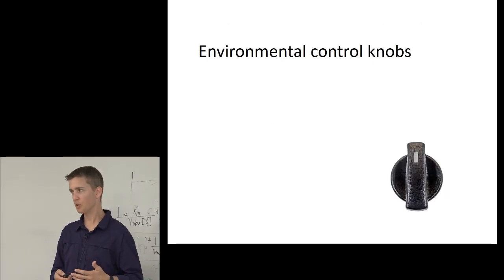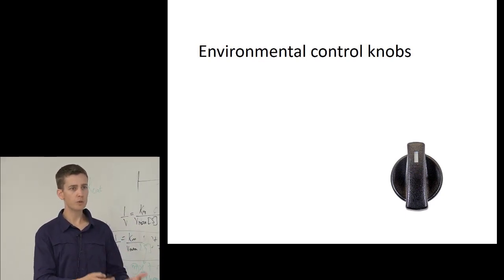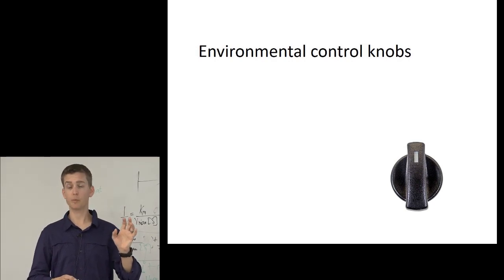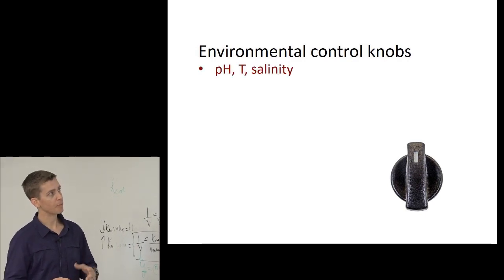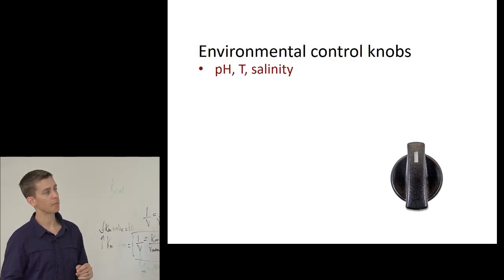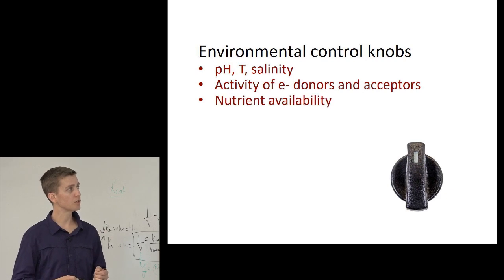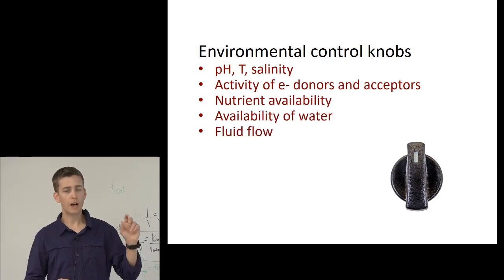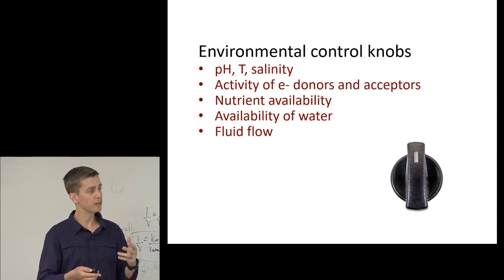Another thing that we can do with these kinds of results is develop biotechnology. We can use these environmental control knobs to manage biogeochemical processes in both natural and engineered systems. So some of the basic environmental control knobs on microbial populations include pH, temperature, salinity, availability of energy resources, nutrients, water, fluid flow. We've been talking about how we can adjust pH and affect the balance between two microbial reactions, right? That's potentially useful.